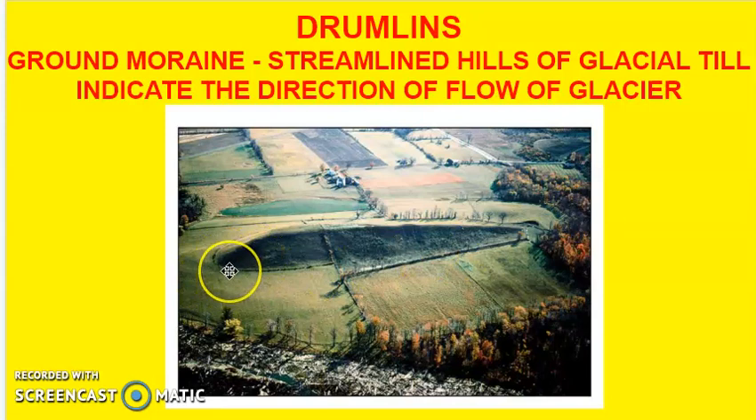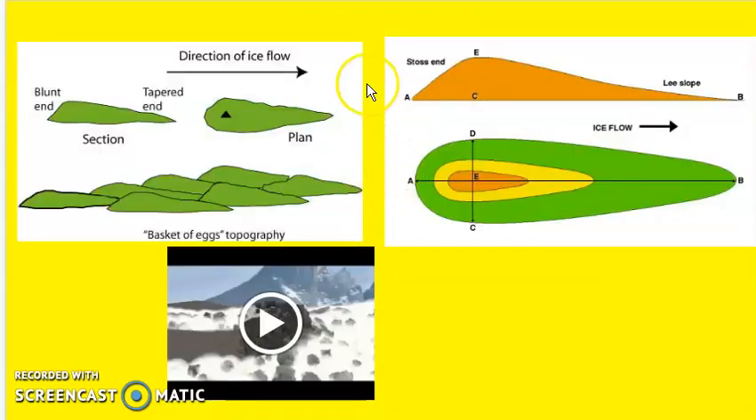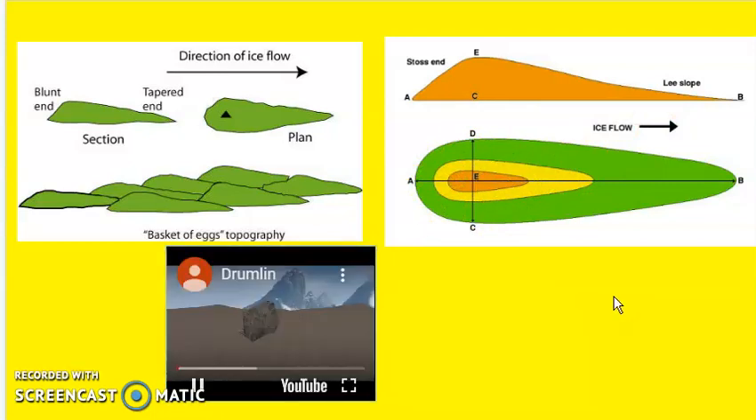So typically this points in a northern direction. This is showing you the short end, the stoss end. This is where the glacier came from, and this is the direction it went in. And this is showing you a topographic map. This video kind of shows you exactly what happens.